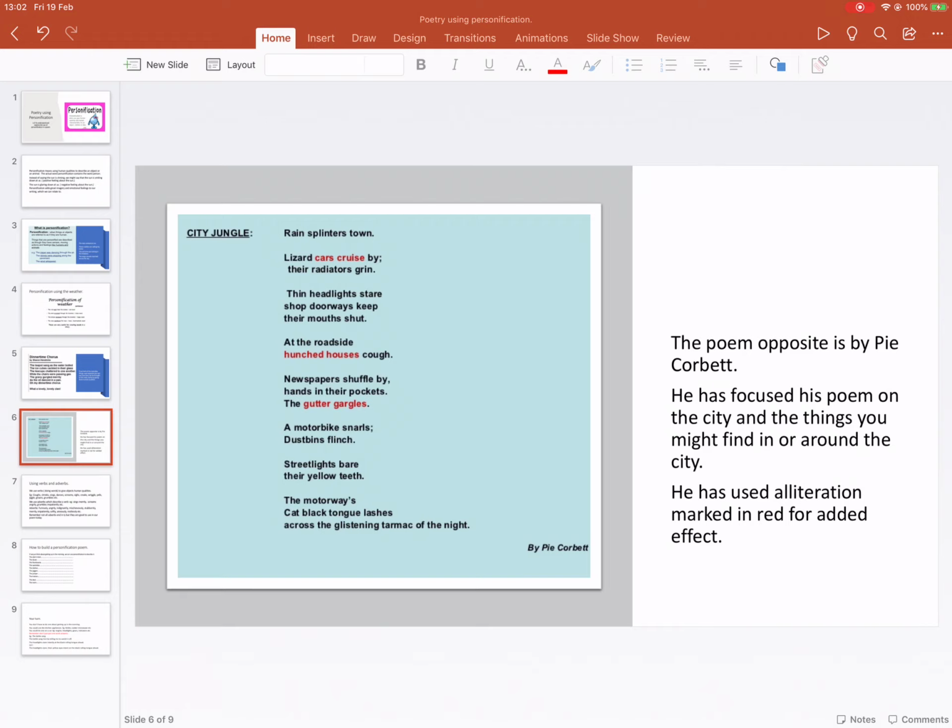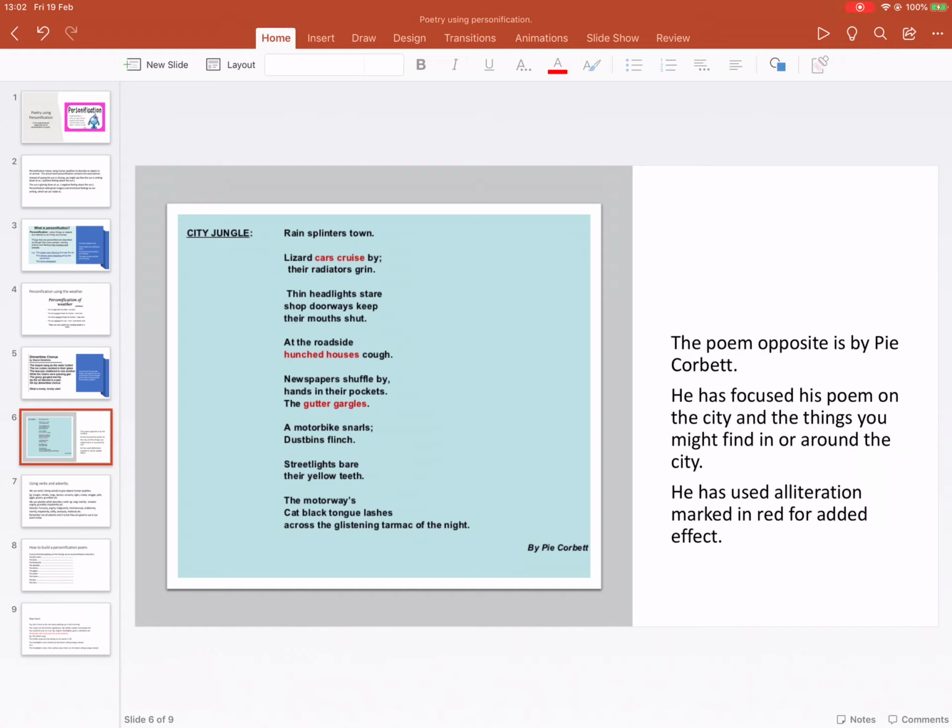Rain splinters town. Lizard cars cruise by, their radiators grin. Thin headlights stare, shop doorways keep their mouths shut. At the roadside, hunched houses cough. Newspapers shuffle by, hands in their pockets. The gutter gargles. A motorbike snarls, dustbins flinch. Streetlights bare their yellow teeth. The motorway's cat-black tongue lashes across the glistening tarmac of the night.